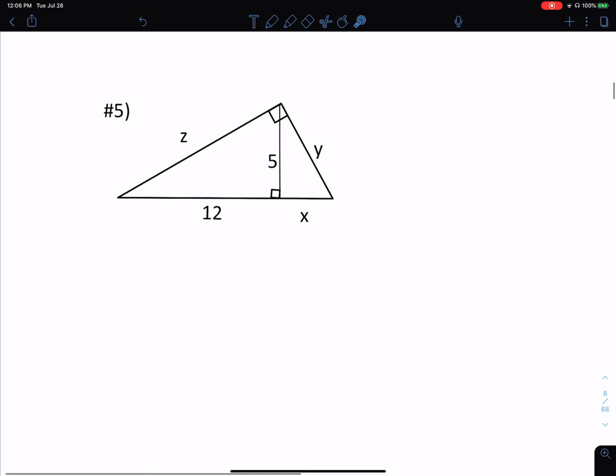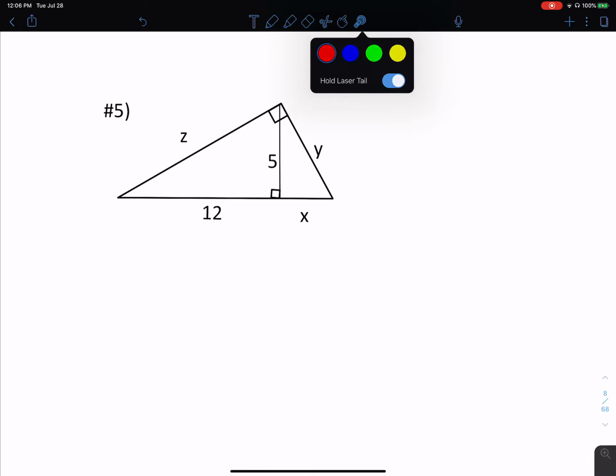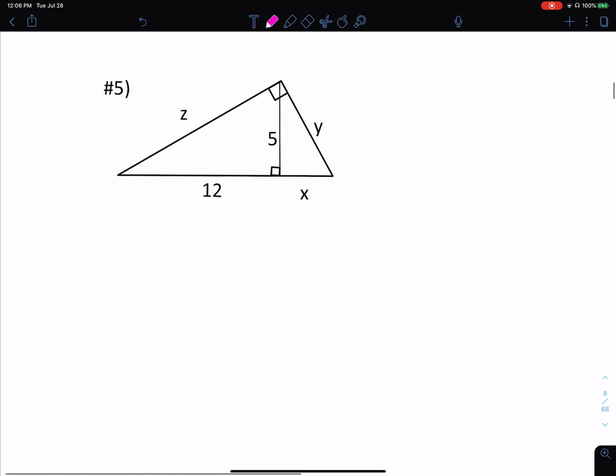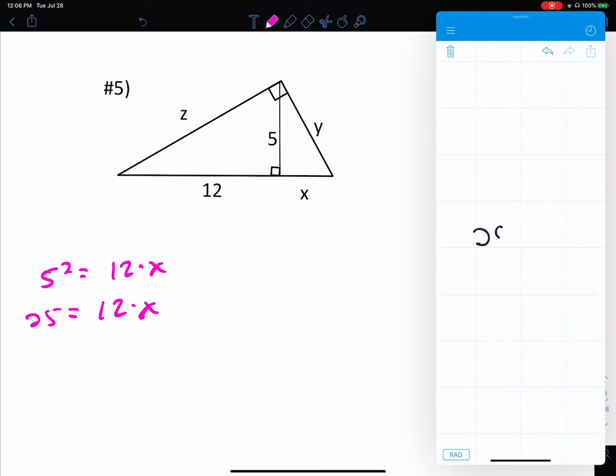Number 5. I want to do this geometric mean first because there's only one variable in it. So I'm going to do 5 squared is the product of each part of the hypotenuse. That's 25 is 12 times x. If I divide both sides by 12, 25 divided by 12 is a horrible, horrible number. In most cases in this class, I want you to give exact answers only. So we leave it as 25 over 12.